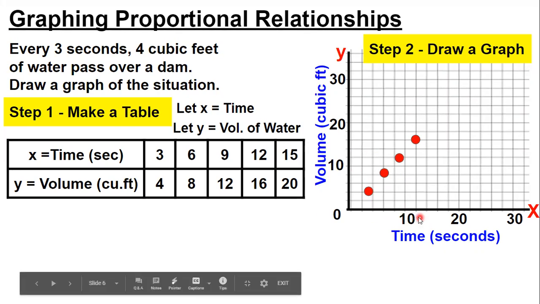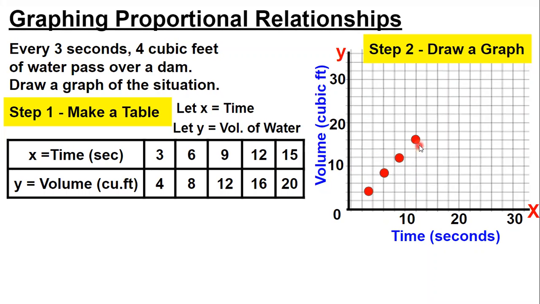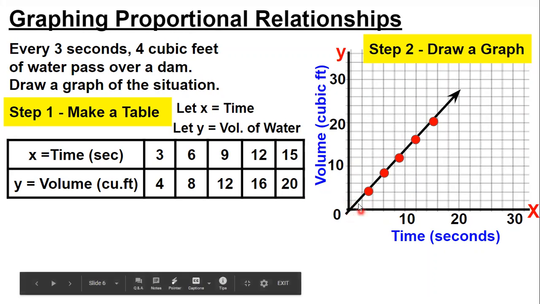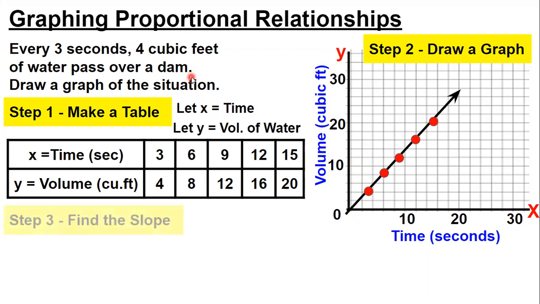12, 16. Remember, they go up by 2s. 12, 14, 16. And then 15, 20. And then I draw my line to connect my dots. This is a proportional relationship. Notice it goes to the point 0, 0.